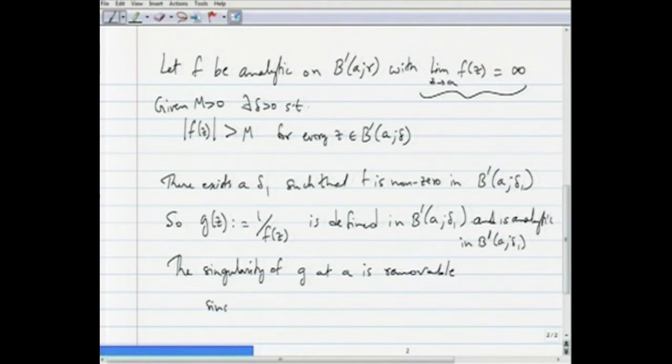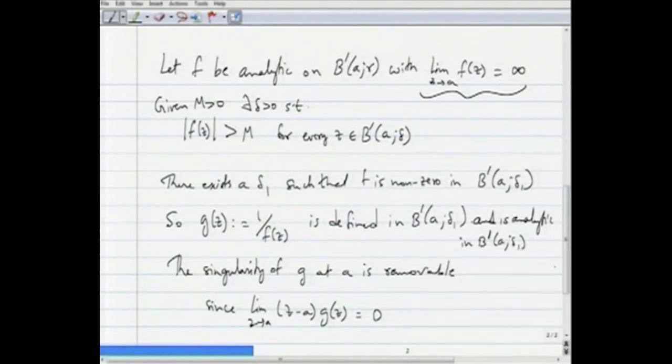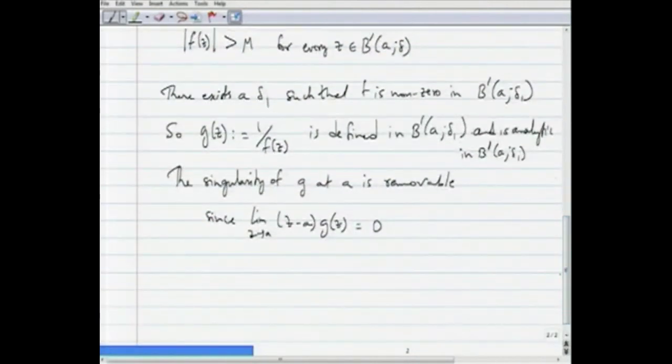That is because of our favorite condition: limit z goes to a of z minus a times g of z. Let us notice what that is. That is equal to 0, because f of z is arbitrarily large in modulus, so 1 by f of z is very small in modulus, and so is the modulus of z minus a. So, in modulus, z minus a times 1 by f of z tends to 0. When the modulus of some quantity tends to 0, you can conclude that the complex quantity itself tends to 0. That is why limit z goes to a of z minus a times g of z is 0.